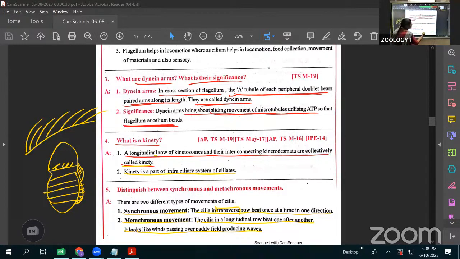Metachronous movement is present in the longitudinal row of the cilia, while the transverse row of cilia shows synchronous movement. Synchronous means bending in one direction. Metachronous means some are bending in one direction and some in the other direction, and a wave-like movement is formed.